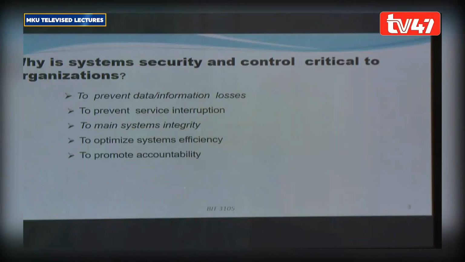So we can start with our first subtopic, which is why systems should be secured, why is it important? On this, why it's important is that, one, we want to prevent data losses. That's for business organizations. As we are aware, in management information systems, our focus is to promote efficiency and effectiveness in business organizations.